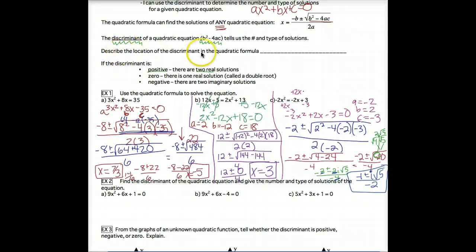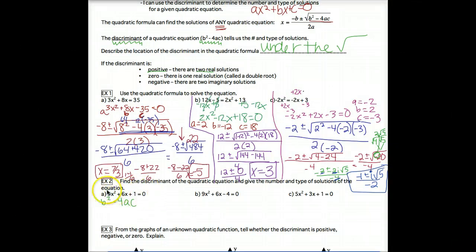Now, the location of the discriminant in the quadratic formula is under the square root. So when you're asked to find the discriminant, you're just finding the part that would be underneath the square root. You don't actually need the square root symbol. So I just need b squared minus 4ac.